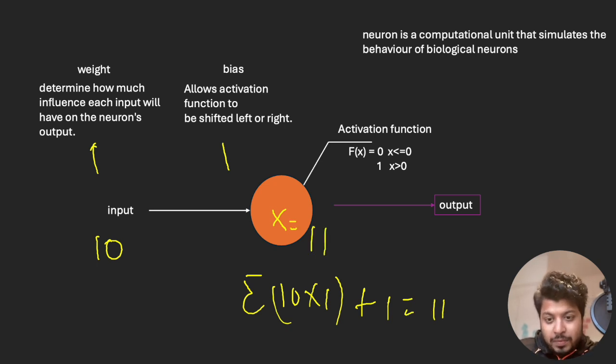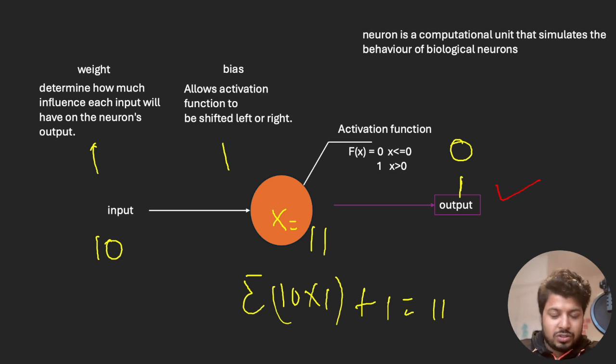Now on top of this x, we will apply the activation function. Just for simplicity, I have taken a very simple activation function here. What this activation function does: if this x is less than or equal to 0, the output is 0. And if this x is greater than 0, in which case it is indeed 11, our output would be 1. So this neuron, according to this input, is activated. Because the output is 1, that means activated. If the output is 0, that means it's not activated.